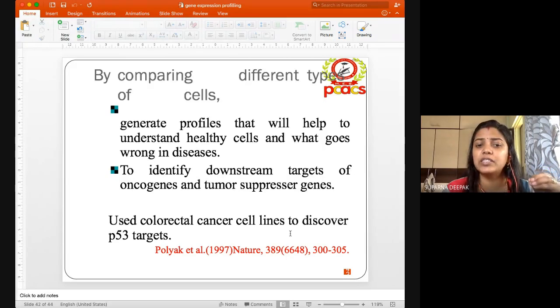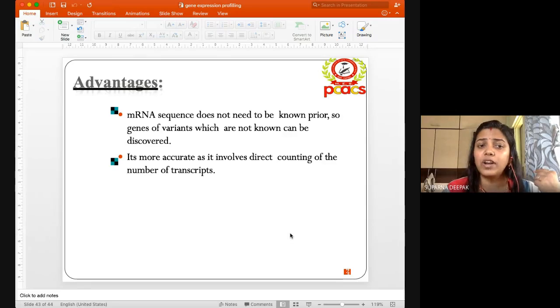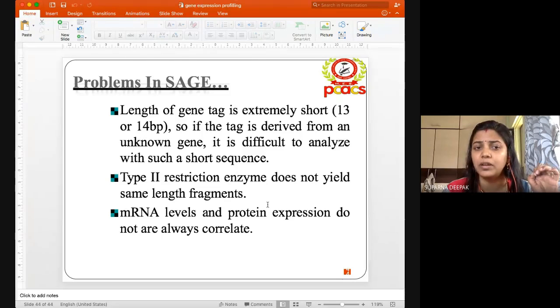Yes, it will try to understand the downstream targets of oncogenes and your tumor suppressor genes. That means because of these oncogenes or tumor suppressor genes, which mRNAs are overexpressed or underexpressed, that can be understood. One of the biggest advantages, as we have already seen, is that we did not have prior knowledge about these variants or these transcripts. Unknown ones can also be discovered, and direct counting is possible because of this particular method.